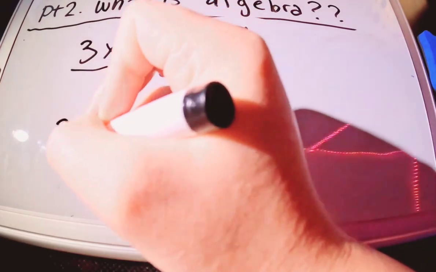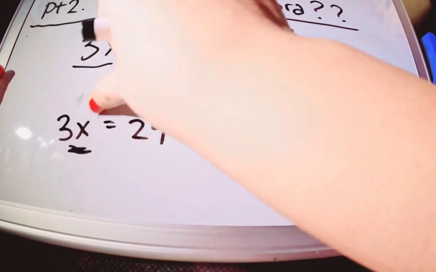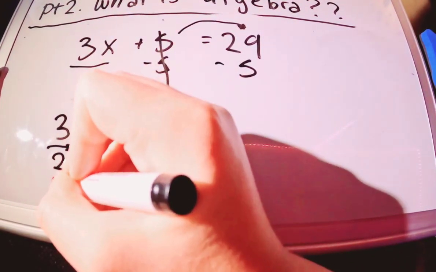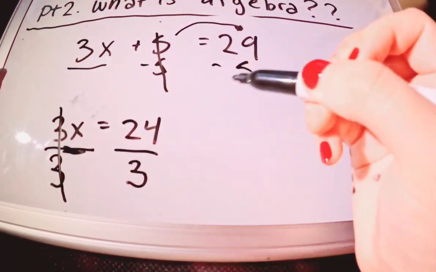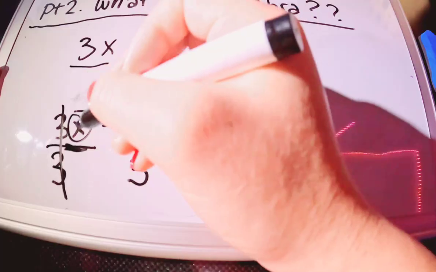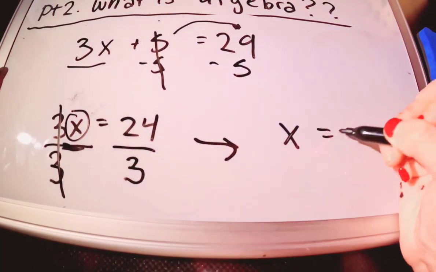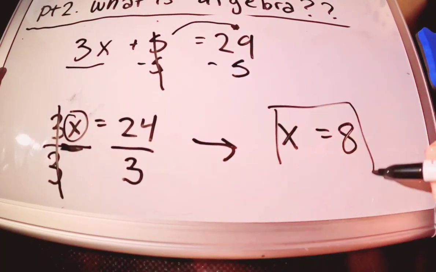And to get this x by itself, you have to think that these two here are being multiplied together. Since they're being multiplied together, we'd have to divide by 3. That way the 3 would cancel out, and we divide this side by 3. So the x would be by itself now, and you would have x equals 24 divided by 3, which is 8. x equals 8.